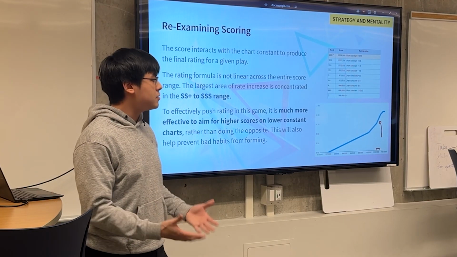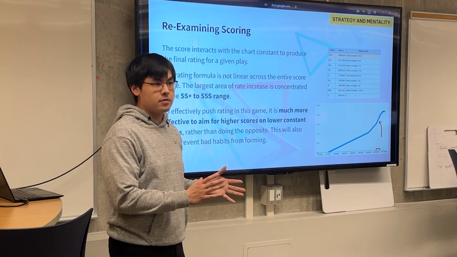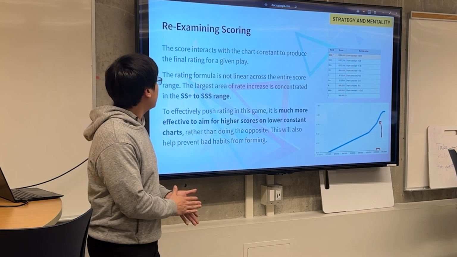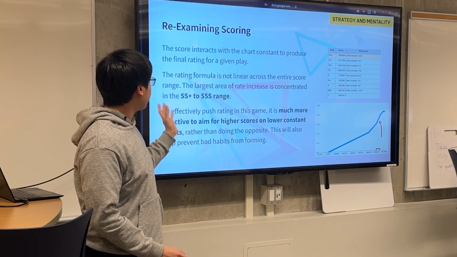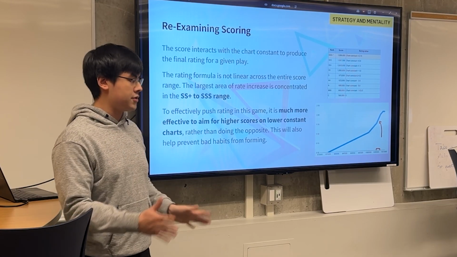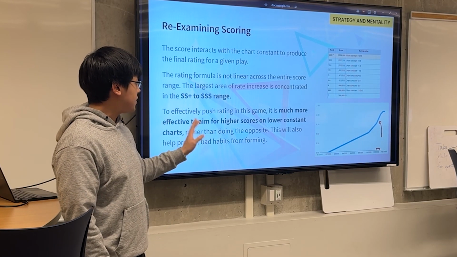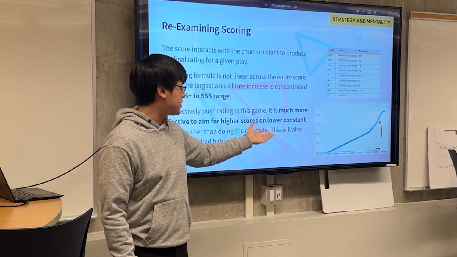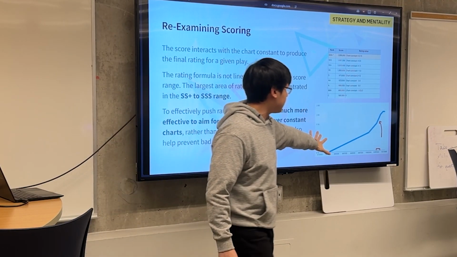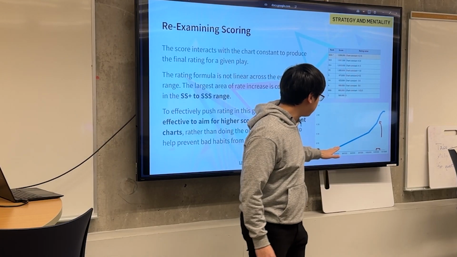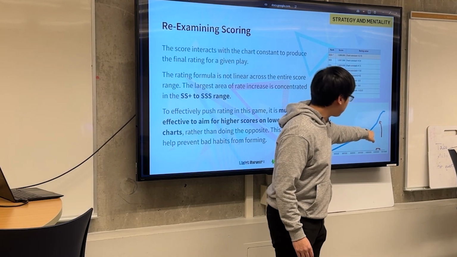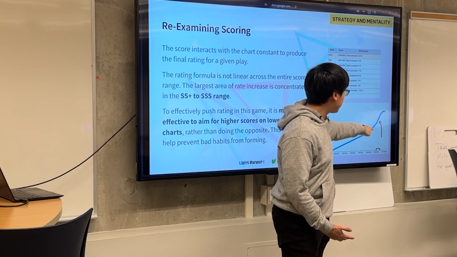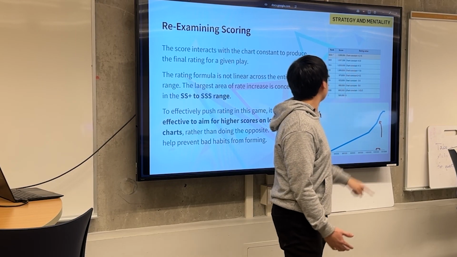So the reason why I recommend taking your rating minus 2 is because of the way the rating formula works. Essentially, the rating formula is not linear across the entire score range and spikes up around the SS to SSS range. As you can see here in this graph, it's linear up to right here, which is SS, and then the rate of rating increase spikes up right around here.